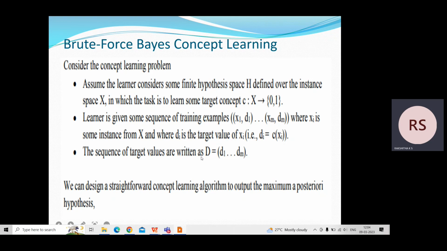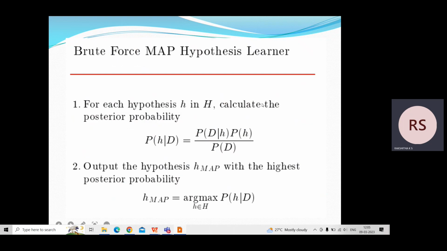This sequence of target values can be written as D equal to the data sets d1 to dm. So this is the brute force MAP hypothesis learning algorithm. In the first step, for each h belonging to the hypothesis space, calculate the posterior probability: the probability of h given D equals the probability of D given h times the probability of h. And the output hypothesis is the maximum hypothesis, that is, argmax of the probability of h given D.